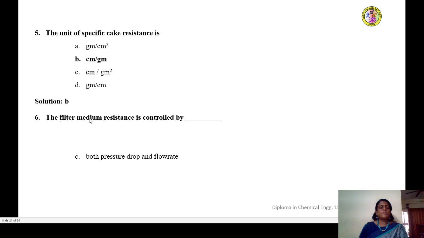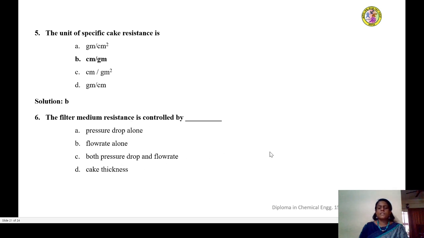So question number 6, the filter medium resistance is controlled by pressure drop alone, flow rate alone, both pressure drop and flow rate, and then cake thickness. So filter medium resistance is controlled by the pressure drop as well as the flow rate of filtrate. So it is not connected to the cake thickness. Cake thickness offers its own resistance called cake resistance. So filter medium resistance depends on the pressure drop as well as the flow rate. So both pressure drop and flow rate, option C is the right choice for answering this question.